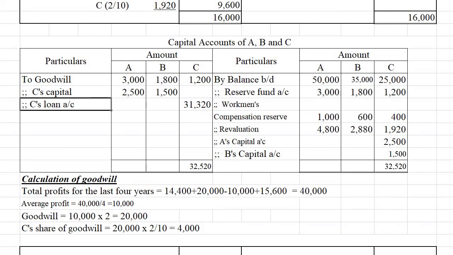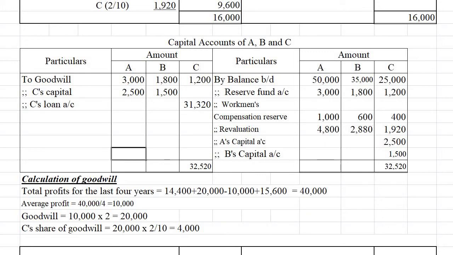Why is it taken to C's loan account? Because we are not able to pay it fully. But in the question, if it was given that the available cash should be paid first, that means 2,000 should be paid and the remaining is transferred to loan account, then we can do like that. On the other hand, here nothing is mentioned regarding the payment and we had no cash more than this amount, so we are unable to pay him in cash. Since we are unable to pay in cash, it is transferred to his loan account.